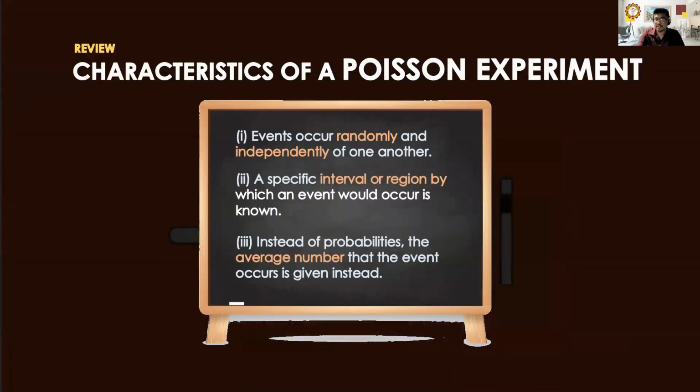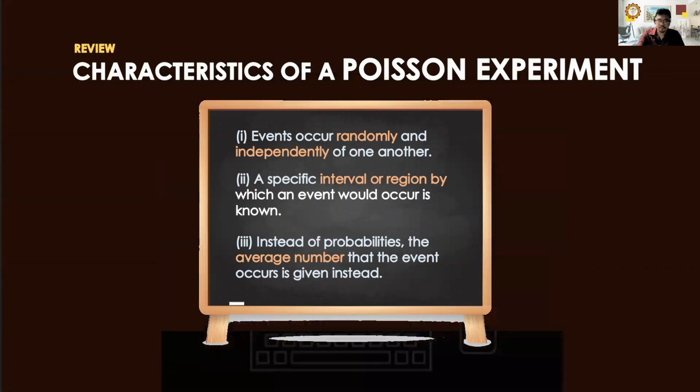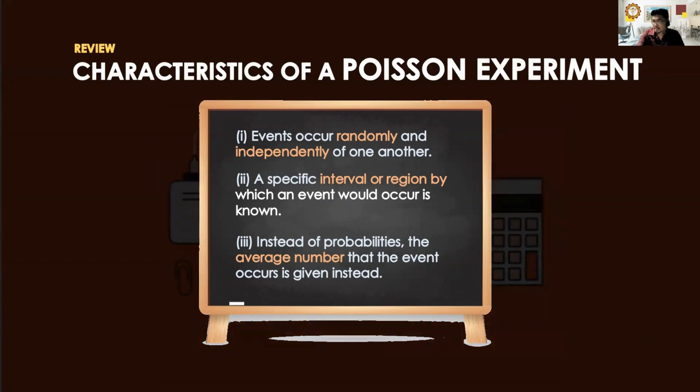Let's go ahead and review Poisson experiment. I know that we have provided several characteristics on Poisson distribution, but let's just highlight 3 of which. First is events occur randomly and independently of one another.